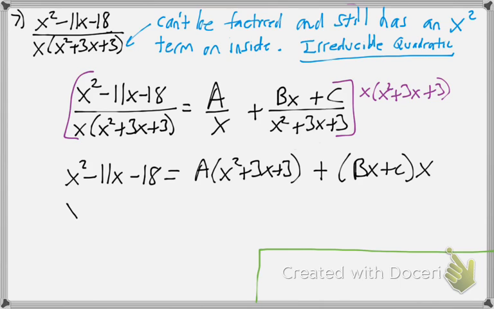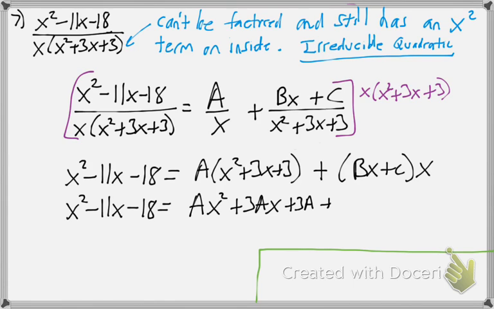So then when we distribute, this is going to be Ax squared plus 3Ax plus 3A plus Bx squared plus Cx. My next step is I want to group the x squared terms and the x terms. So I want to rearrange these.